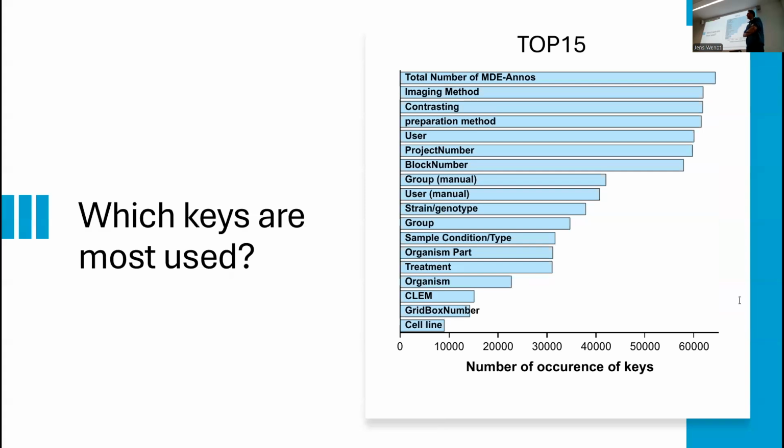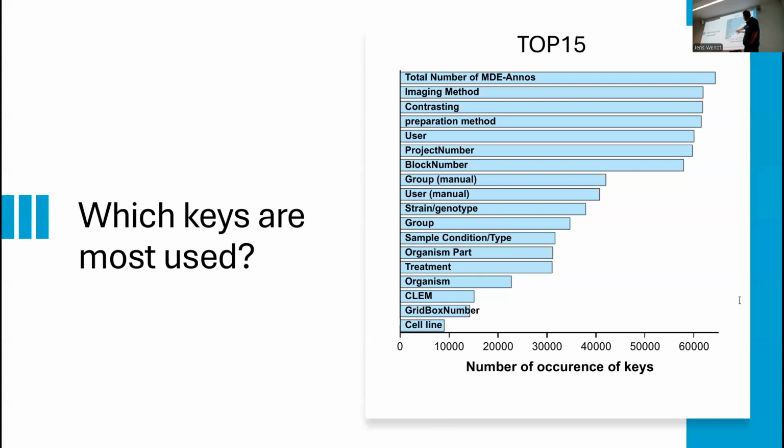So then I took a look at which keys in our template were most popular. The top bar is the overall number of map annotations done with MDE, so more than this would not be possible. And then you can see that some, like imaging method and contrasting preparation method from the predefined category, are very popular. Some of the free text fields come next, like the user, which is almost always present as a value, and organizational stuff like project number, block number, and so on.